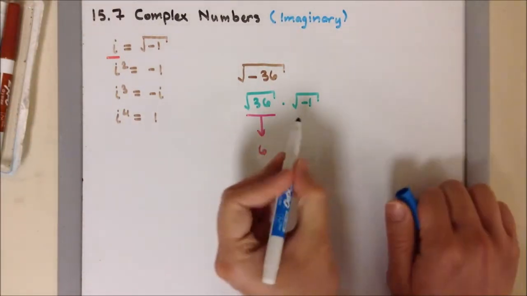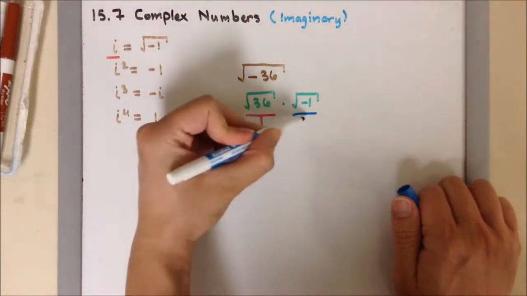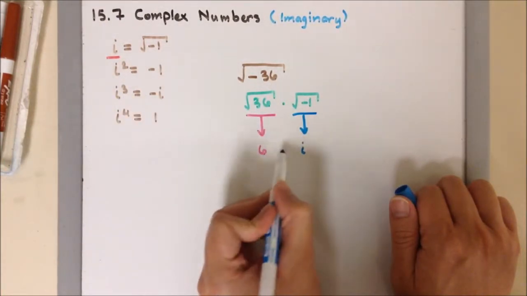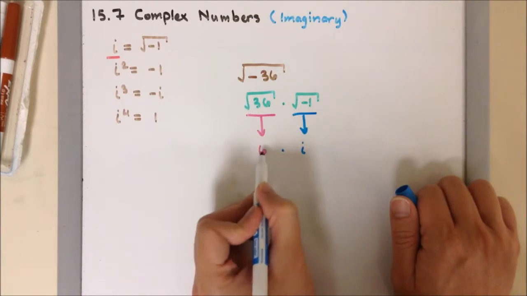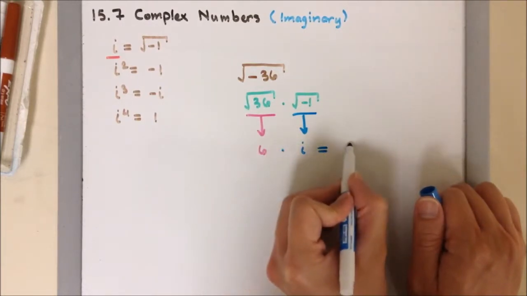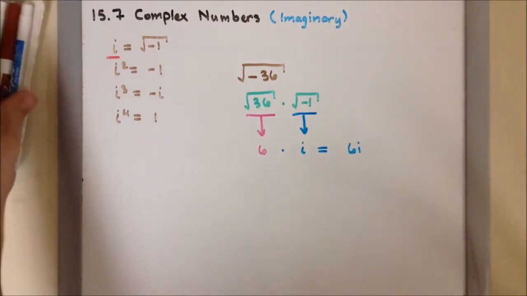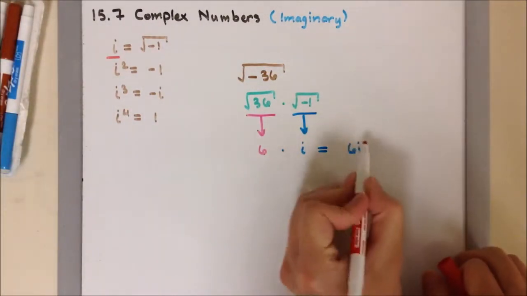And then over here, square root of negative 1, you just rewrite it as what you see here, which is i. So it's basically 6 times i, 6i. And that is my final answer.